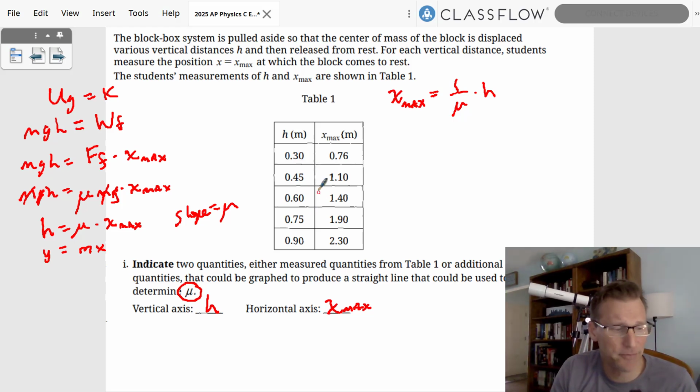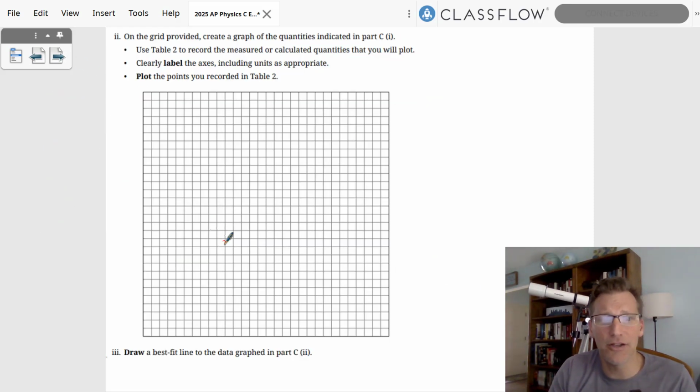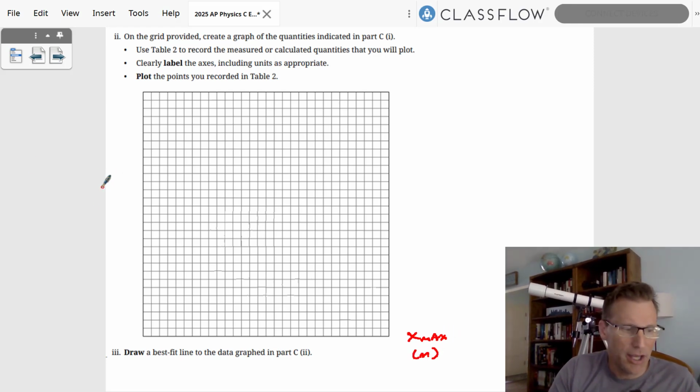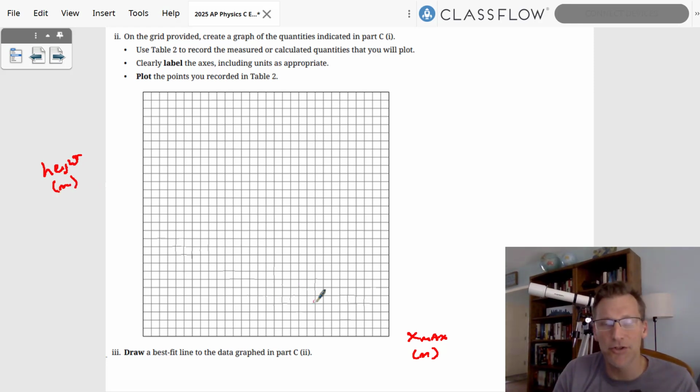So I'm going to graph this. And students, knowing how to do a graph is very, very important. In my class, we do this all year, from the first week to the last week. So we have x max, and the units of x max is meters. Our vertical axis is going to be the height, which is in meters as well. You can see the meters are going to cancel out. That's why mu doesn't have any units.